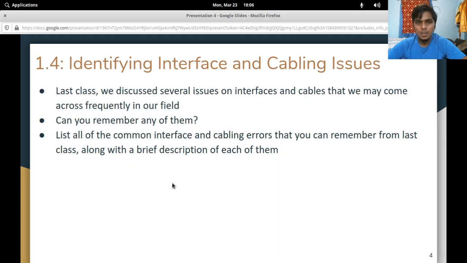Okay. So last class we discussed several issues on interfaces and cables that we may come across frequently in the field. Can you remember any of these issues? List some of, well, not all, but however many of the common interface and cabling errors you can remember from last class, along with a brief description of each of them. Whichever ones you can remember off the top of your head, write them down and put a short description of how you would describe each of them. So pause the video now and try to do it.